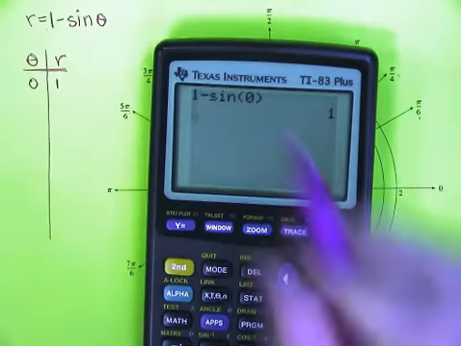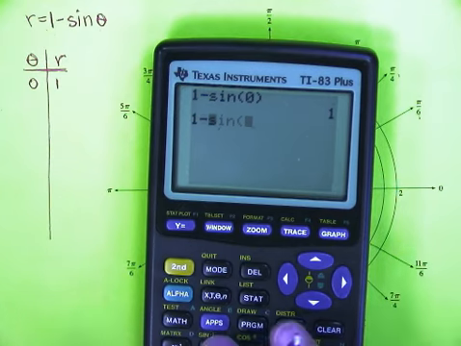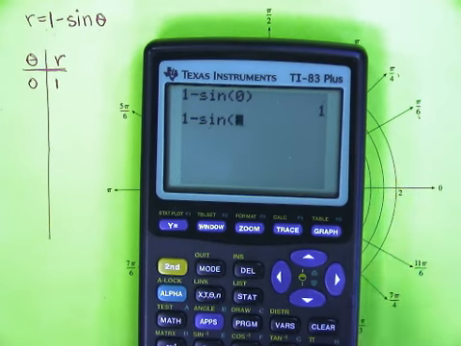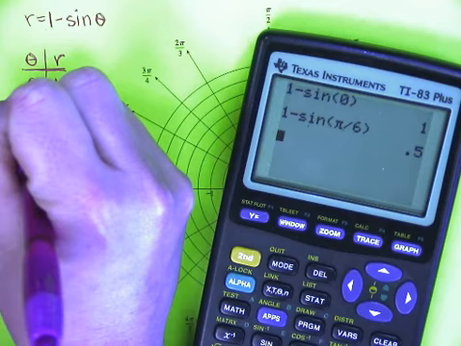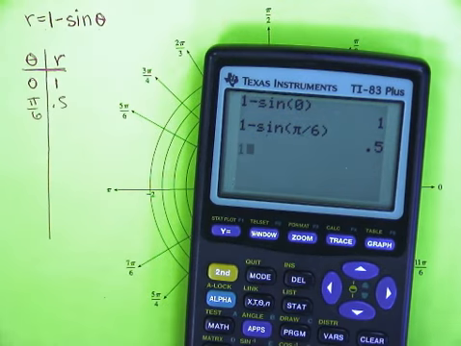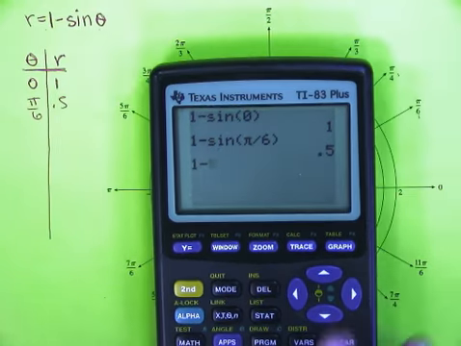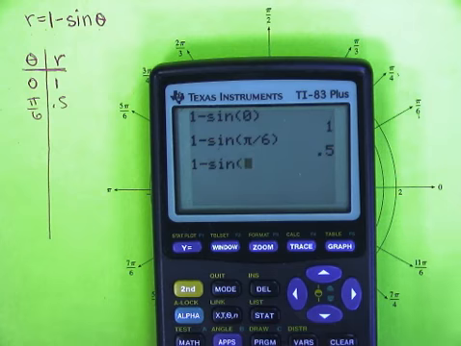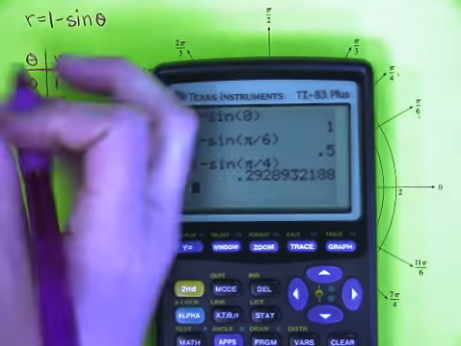And then I'm going to do 1 minus the sine of, let's see, the next one is pi over 6. And I get 0.5. Okay. And then I'm going to do 1 minus the sine of, the next one is pi over 4. And I get about 0.29.